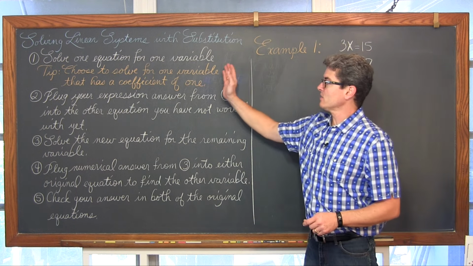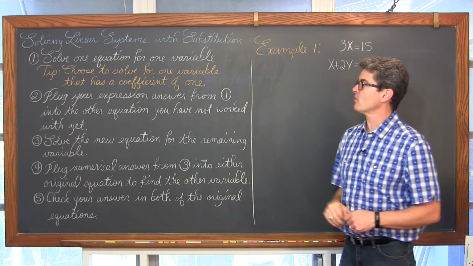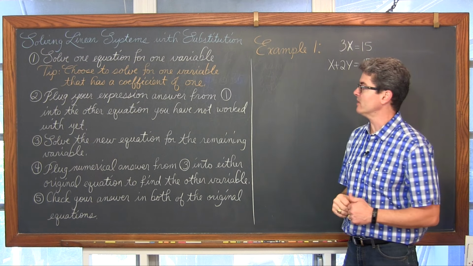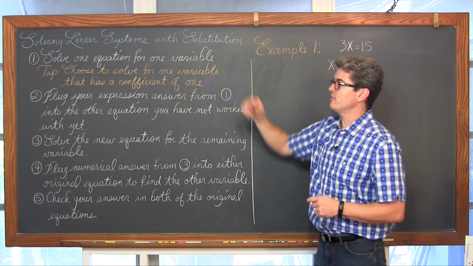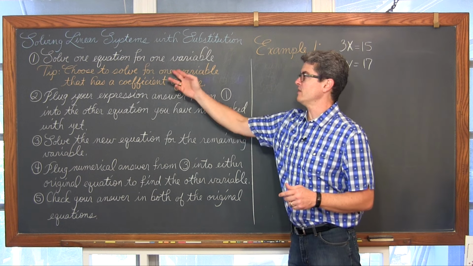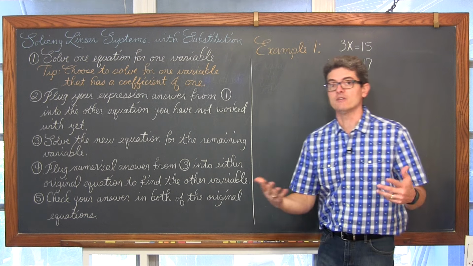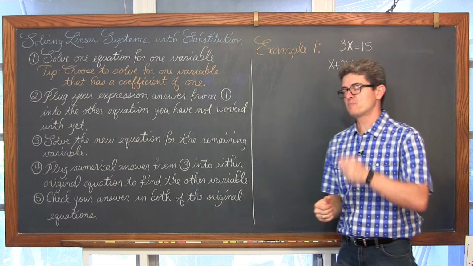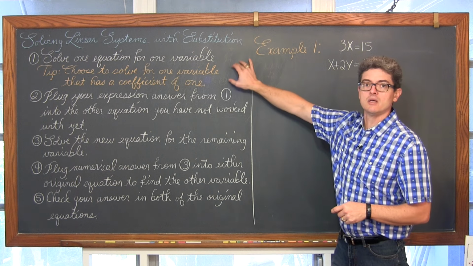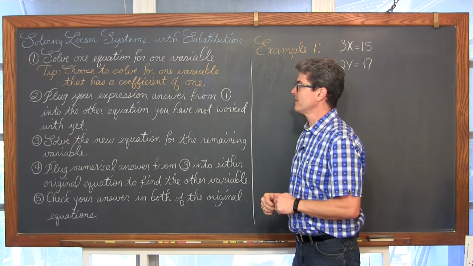Step 1: solve one equation for one variable. And by the way, you want to look for, or choose to solve for, the variable that has a coefficient of 1. You might have more than one variable in your system that has a coefficient of 1. You don't need to solve for every variable that has a coefficient of 1. Just pick one. So get that one equation, solve for one of the variables.